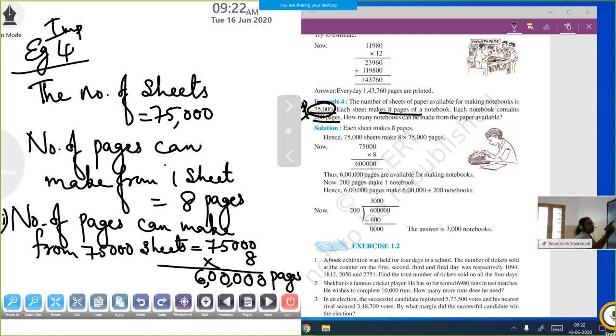Now the second part of the question: each notebook contains 200 pages. Using these 6 lakh pages, we are making the notebooks. Each notebook contains 200 pages. Then how many notebooks can be made from 6 lakh pages? That is the question. Without this answer, we cannot come to the next part of the question. Okay, second part, teacher is going to the next page. Completed this part? We are moving to the second part of the question.